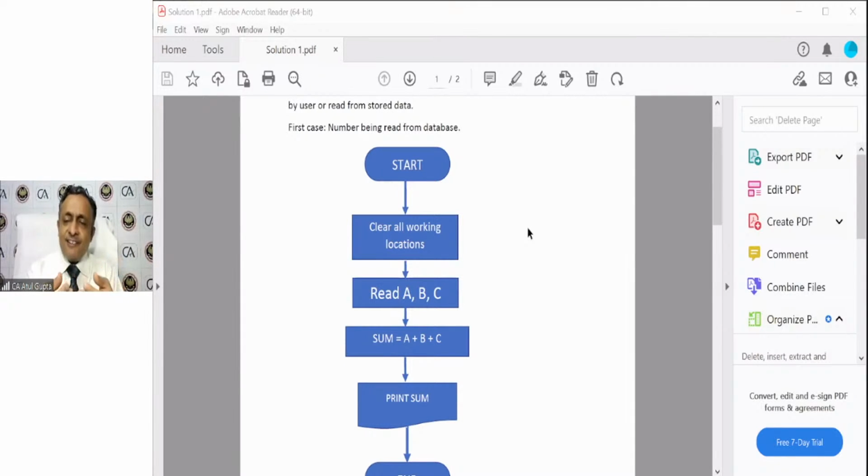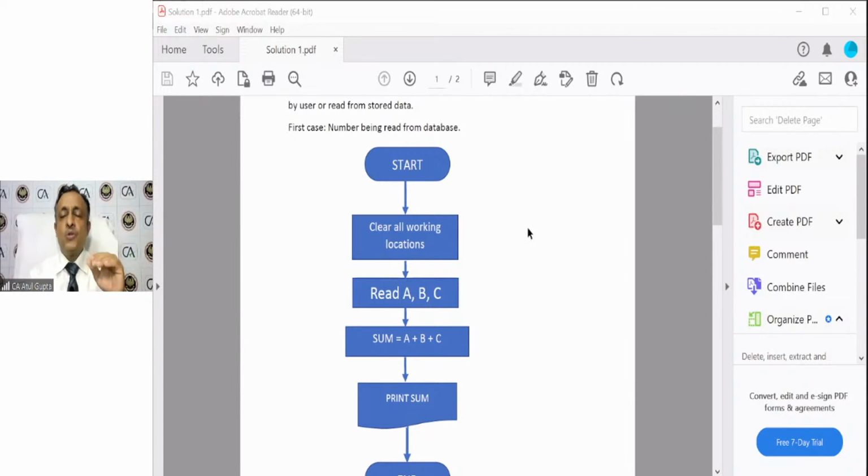So a flowchart is the basic starting point from where you start drawing programs, how the computer is going to work. A flowchart is a diagrammatic representation of the logic that you want your computer to work upon. So we have created the definition, and then we have started with a simple example, that is adding three numbers.